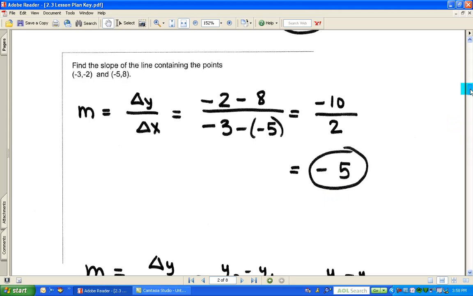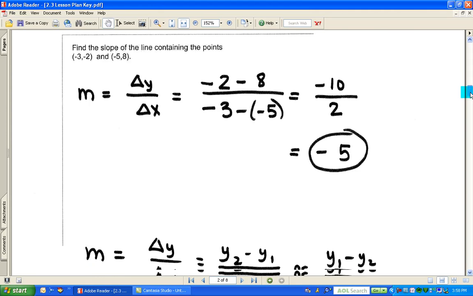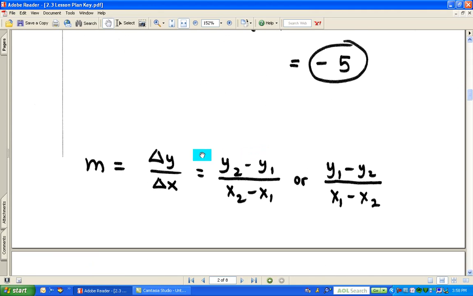So, anytime you're asked to find the slope of a line between 2 points, you're really applying this formula. Slope is a fraction. Change in y is always in the numerator. Change in x is in the denominator. To find the change in y, you subtract the y values: y sub 2 minus y sub 1. Change in x would be x sub 2 minus x sub 1.